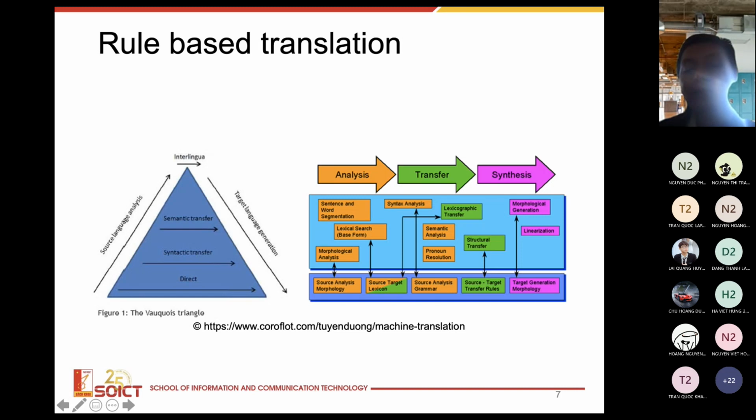And then to make the translation fluent, you do the synthesis to actually compose the target sentence. And here we do morphological generation in order to make the translation grammatically correct, and also semantically correct, right?